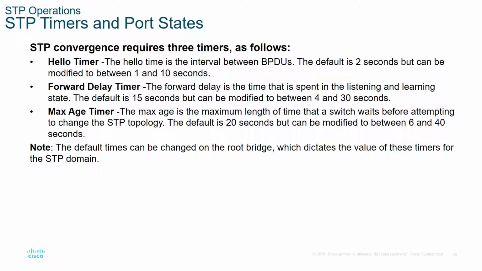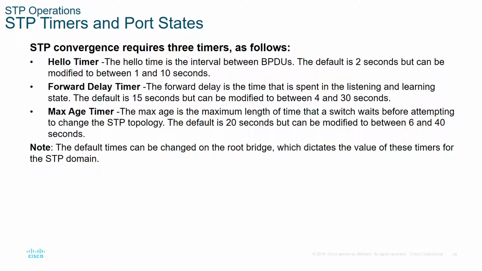Forward delay timer. The forward delay is the time that is spent in the listening and learning state. The default is 15 seconds, but can again be modified to between 4 and 30 seconds. The max age timer. The max age is the maximum length of time that a switch waits before attempting to change the spanning tree protocol topology. The default is 20 seconds, but can be modified between 6 and 40 seconds.